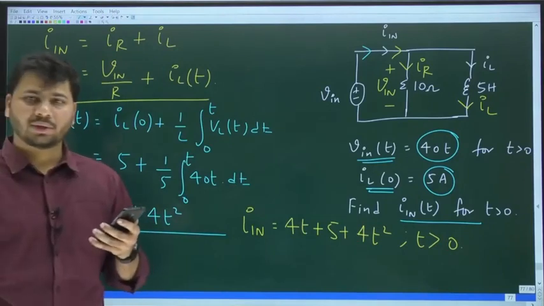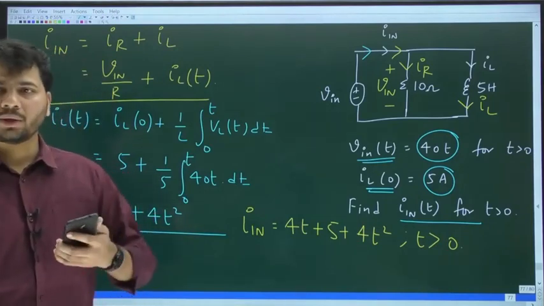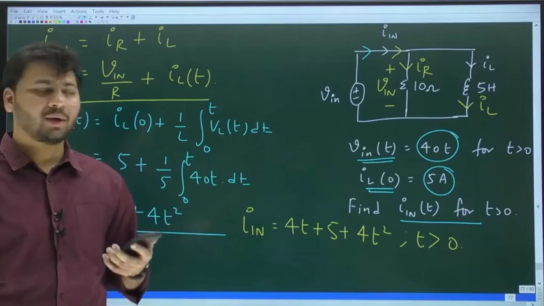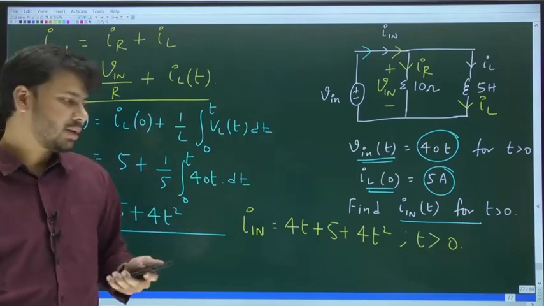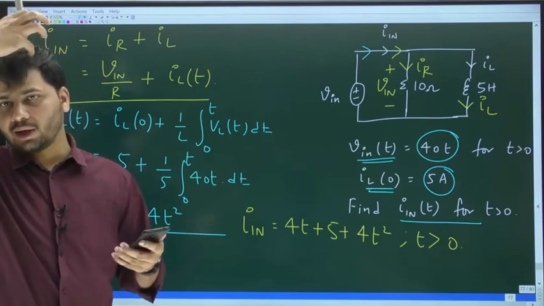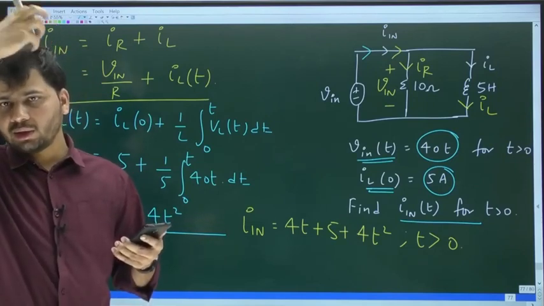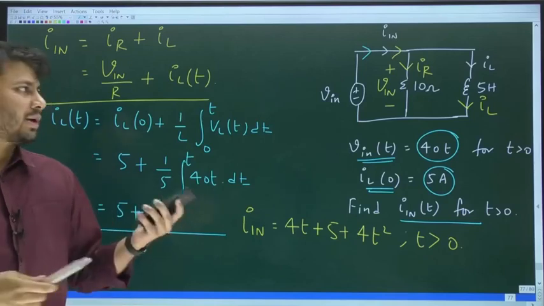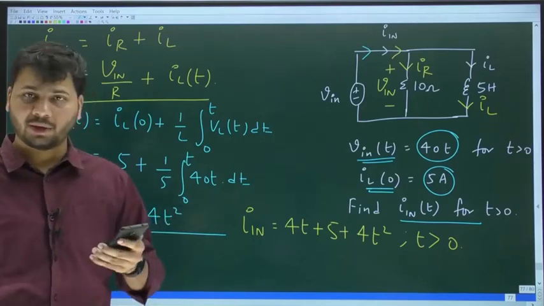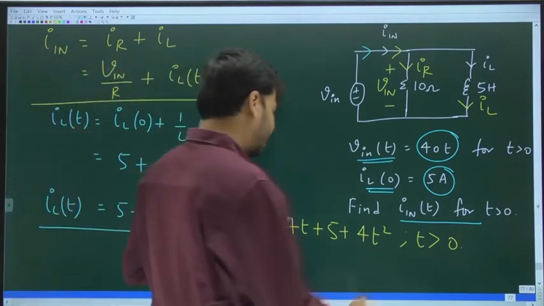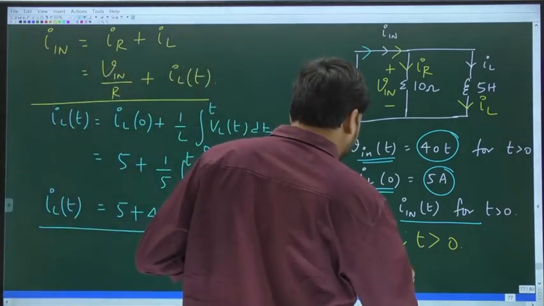Understood? This is the final expression for the total input current drawn from the input voltage source, that is I_in, which is equal to the sum of the currents drawn by the two elements, resistor and inductor, which are directly connected across the input source. 4t plus 5 plus 4t square. Units will be amps.